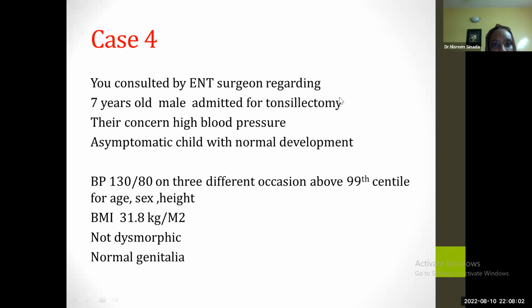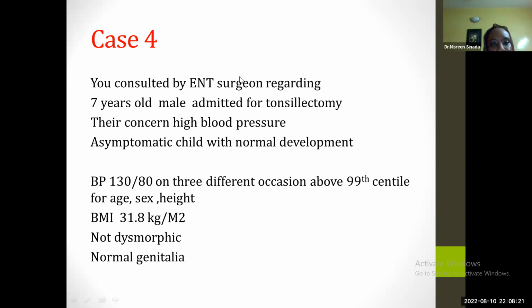Case 4. We were consulted by the ENT surgeon regarding a 7-year-old male admitted for tonsillectomy. Their concern is high blood pressure.